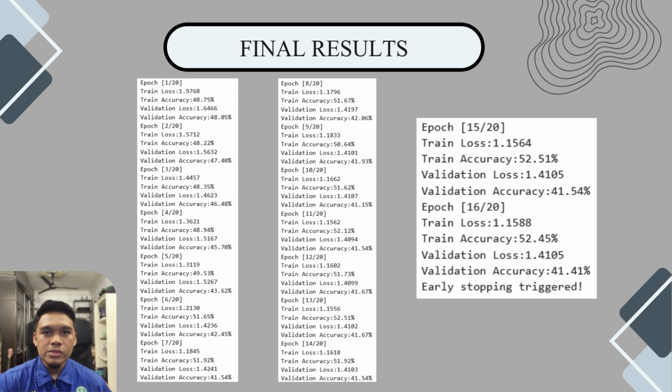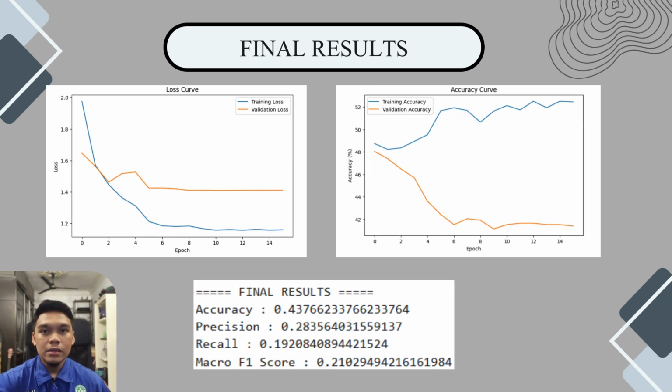Although the performance was limited by factors such as the relatively small dataset size and class imbalance, the results demonstrate the feasibility of applying Swin transformer for face recognition applications. Next, I will present the final results of the proposed face recognition system using the Swin transformer architecture.